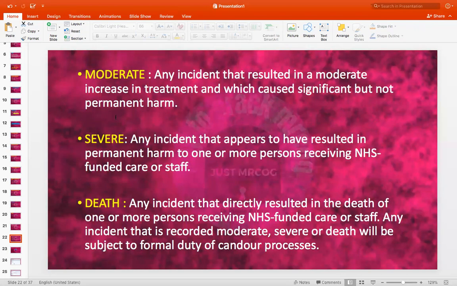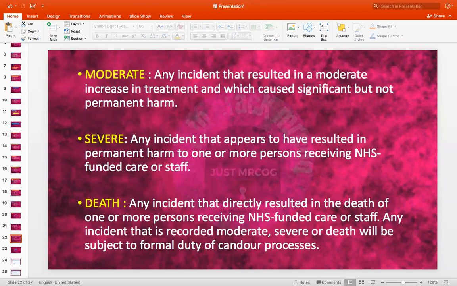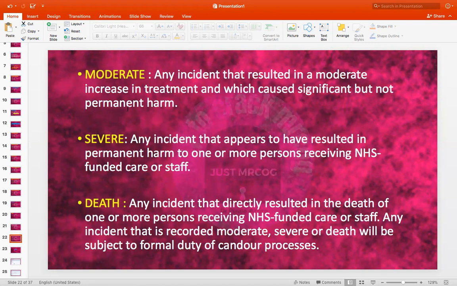Death comes under the severe category. So we can divide it in three parts as well. These two are mild, this is moderate, and these two are severe. You can find it in different NHS trusts. Somewhere they have mentioned it as mild, moderate, severe, and somewhere they have mentioned five levels. Like this is level 1, this is level 2, this is level 3, this is level 4, this is level 5.